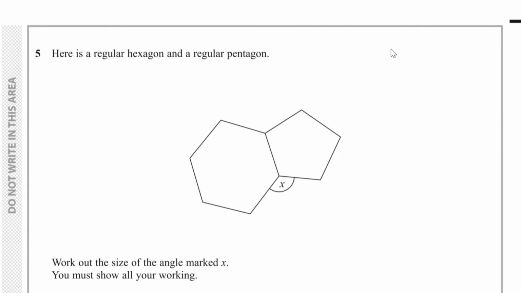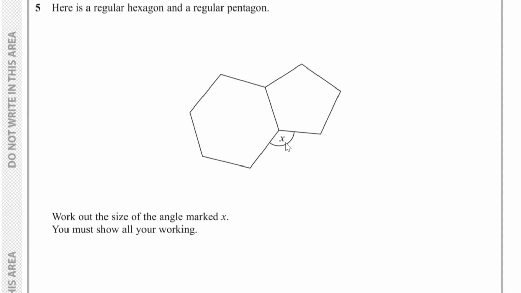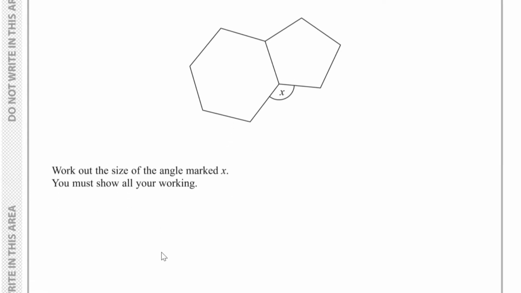Question number 5. Here is a regular hexagon and a regular pentagon. We've got this angle x, and we need to work out the size of this angle x, showing our working. Well, what we can do is find the interior angle of the hexagon and of the pentagon.